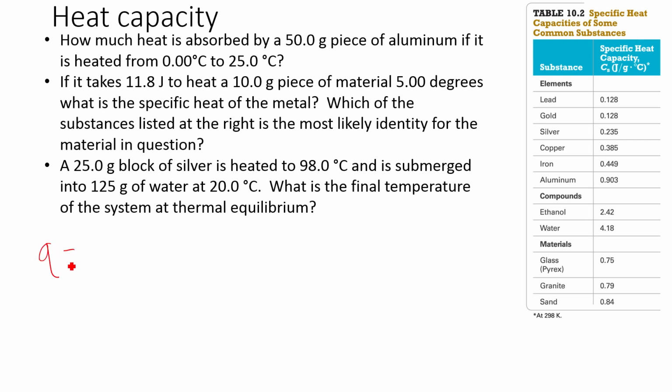We're going to use our Q equals mc delta T. We're only dealing with one system. We only know stuff about the aluminum. And we know we want to find the heat, so there's going to need to be a Q in it. Some of our other equations don't help us because they don't have a Q in them.